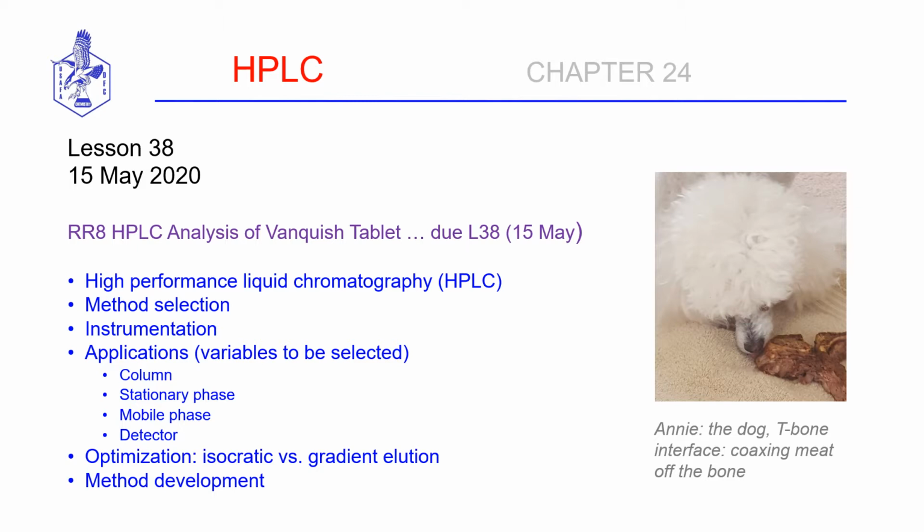Today we're going to continue our exploration of the parameters that we have to select to carry out a successful separation using high-performance liquid chromatography. In Lesson 37, we covered extensively the options and choices we have to make in regard to the silica support and the stationary phase that we're going to use. And now we're going to shift our attention to the mobile phase.